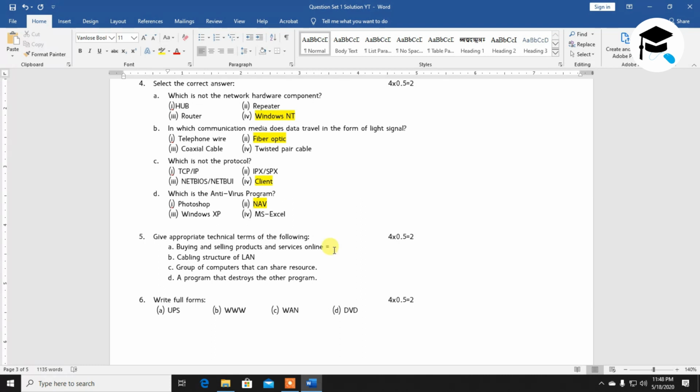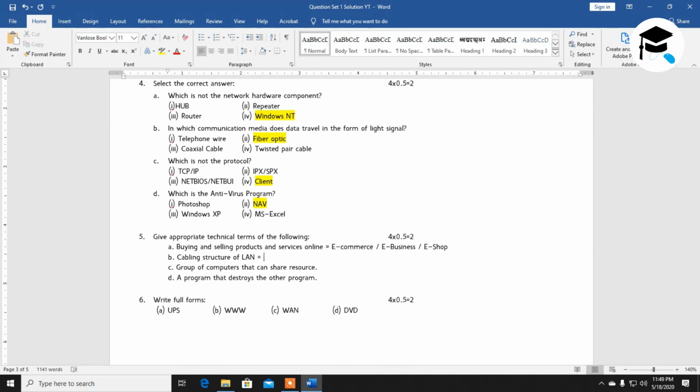You can say e-commerce. Okay, e-commerce, or you can also say e-business, or you can say e-shop, anything. Okay, I think e-commerce is the best answer. Similarly, let's move towards the next question.